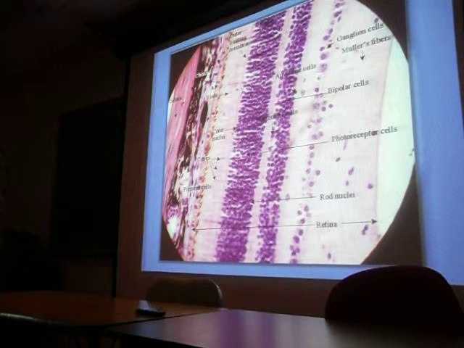So just be able to name those three layers for me. And then be able to name the three layers of the retina as well. Retina, choroid, and sclera.